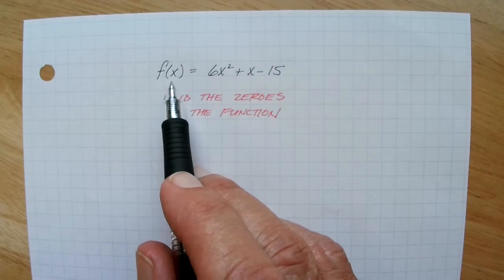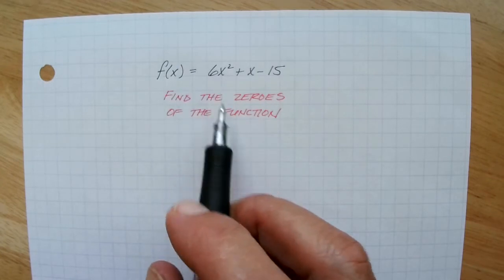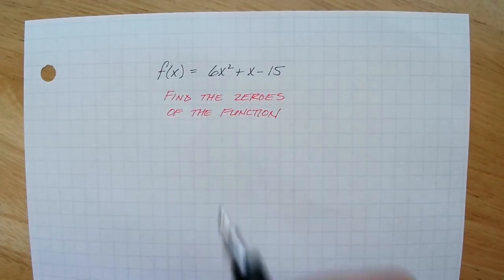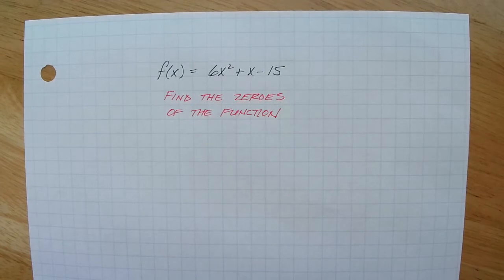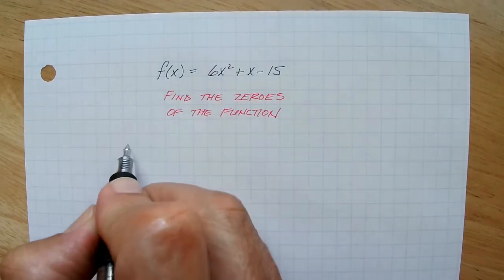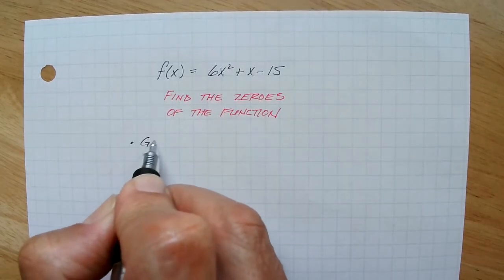And one way you could go about it is you could keep trying to plug in numbers again and again and again, and eventually you try to come up with the zeros. That's not a very efficient method. So we're going to look at 3 methods. Okay. So the first method is a graphing method.